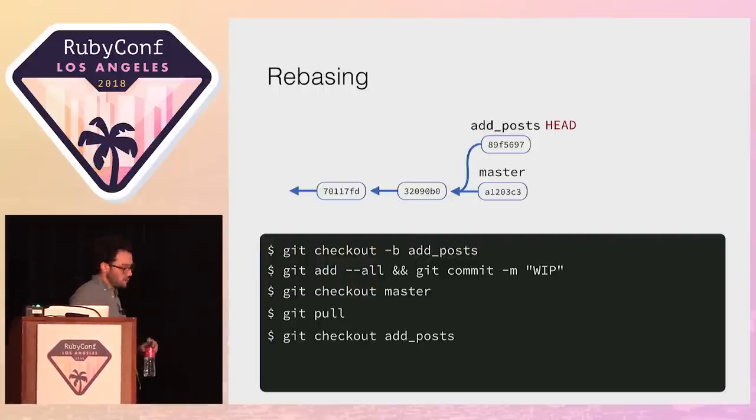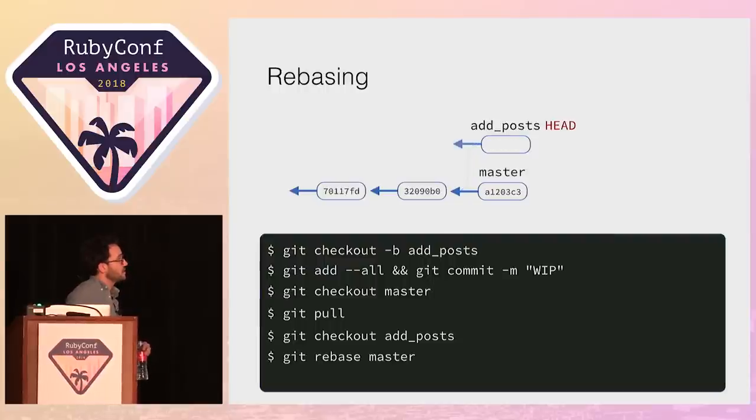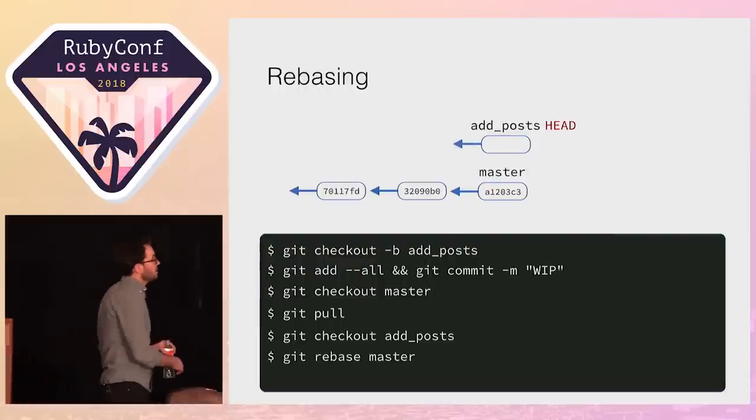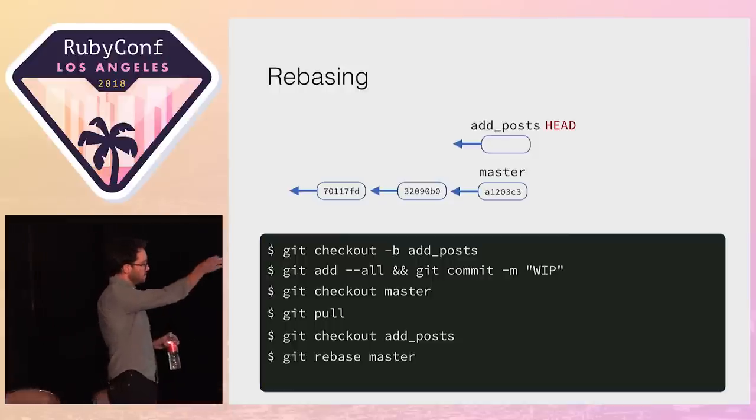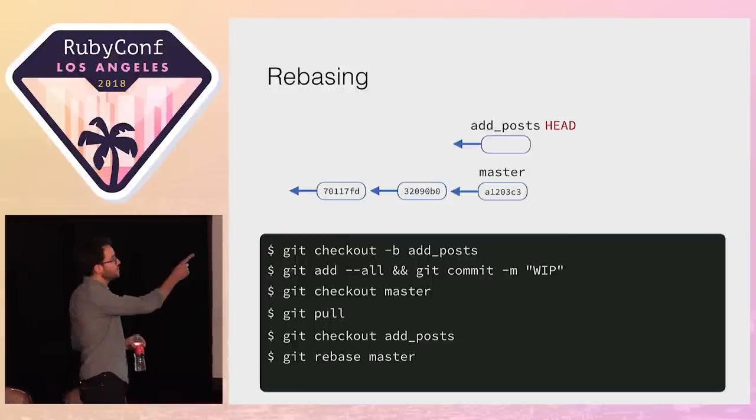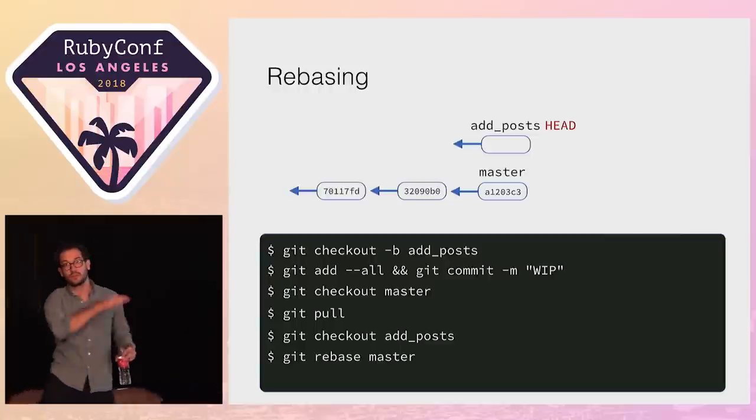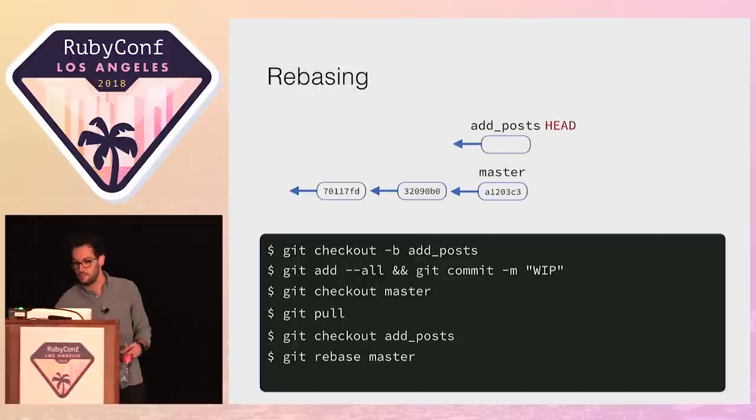I can switch back to add-posts, and I can run git rebase master. When I do this, Git is gonna take this commit, in this case we only have one commit, and it's gonna change the base of it from that original commit, 320, to master. So it's gonna replay that work onto master.